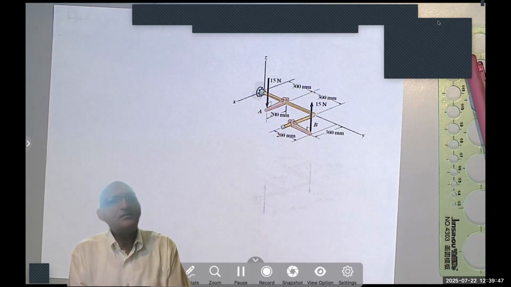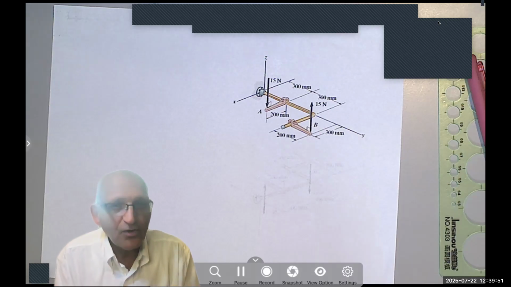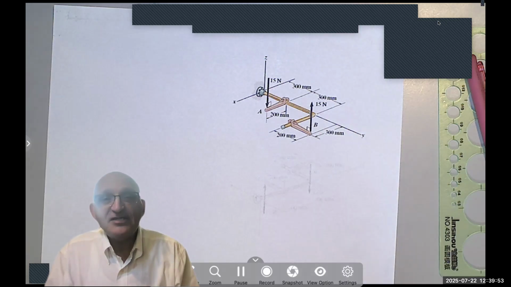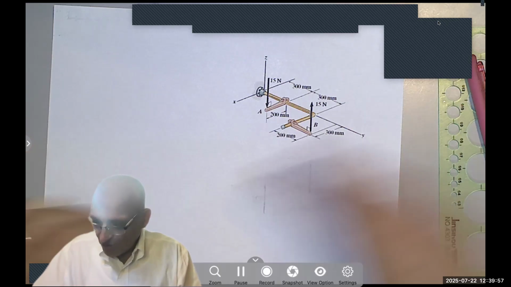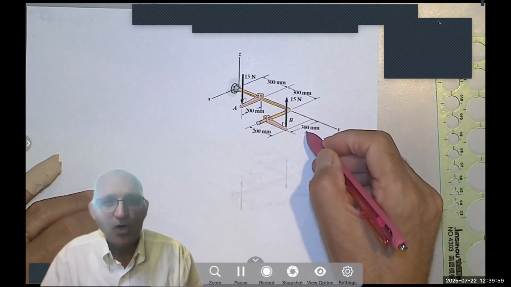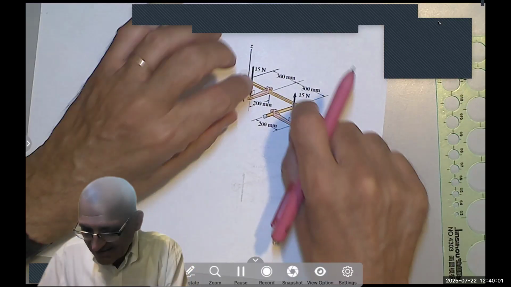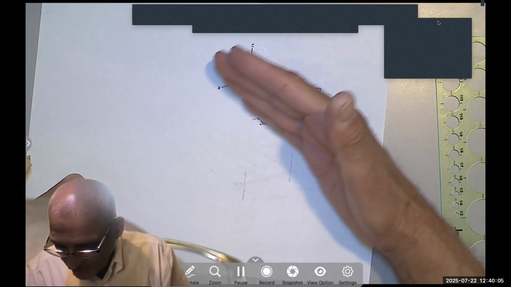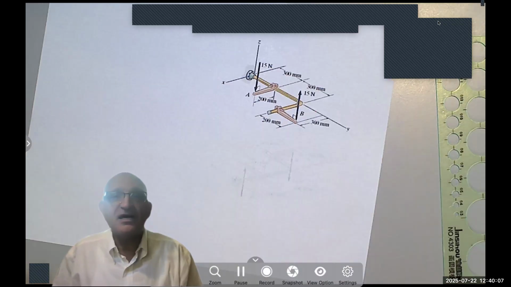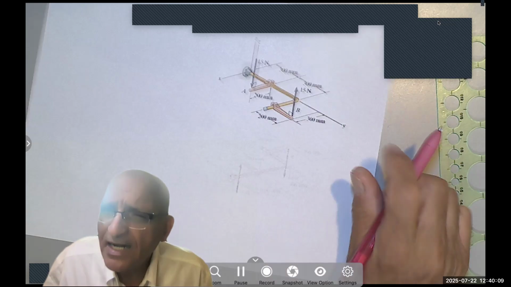Did you see what I want to say? I told you a couple is a free moment. So if this was, let's assume it's 200, I can take these two forces and move them parallel to their line of action until they are on the y. Why am I allowed to do that?